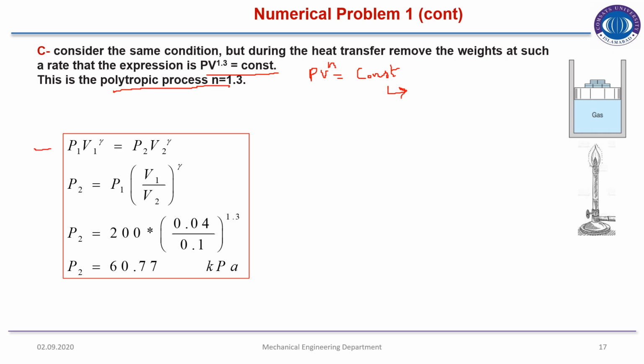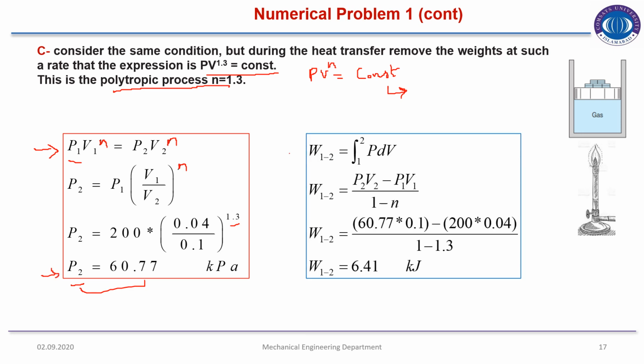So the expression for polytropic process is P1 V1 power n equals P2 V2 power n. So P2 is equal to P1 times (V1 over V2) power n, and the value of n given is 1.3. When you insert all these values, P2, the final pressure, is 60.77 kilopascal. So we know the value of initial pressure, initial volume, final volume, and now we have calculated the value of final pressure as well.